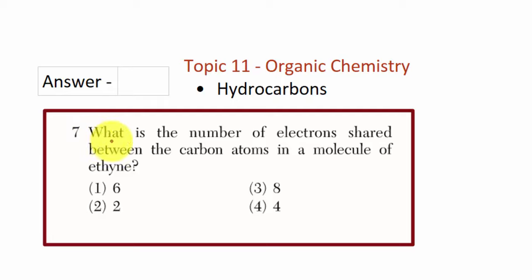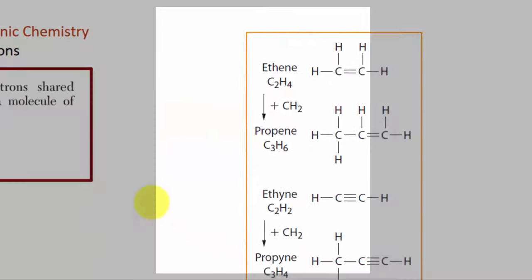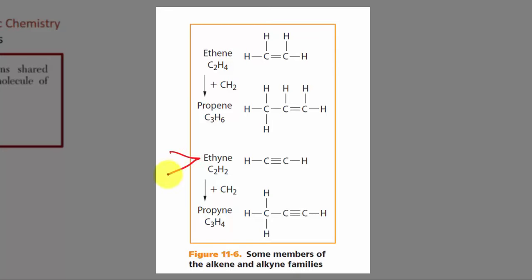Question 7. What is the number of electrons shared between the carbon atoms in a molecule of ethine? Okay, this is an organic chemistry question as well as being a bonding question. So first we've got to know what ethine is. Now, I've got some diagrams here which include ethine. So we have an actual picture of ethine, but what's going on in these diagrams is that we're looking at organic compounds where carbon atoms are bonded to hydrogen atoms and other carbon atoms.